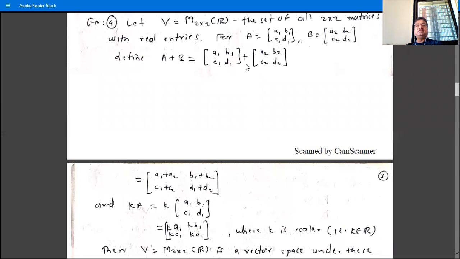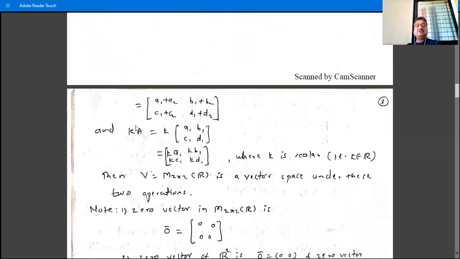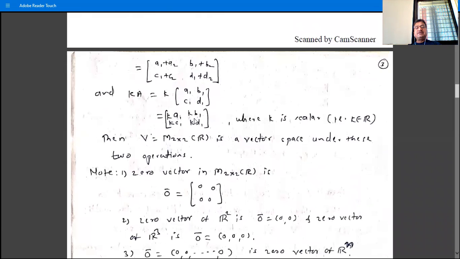And for scalar multiplication, suppose K is a scalar, K is a number, an element of R. Then K into A, that is K into [A1 B1; C1 D1], is [K A1, K B1; K C1, K D1]. This is again the usual scalar multiplication of a number and a matrix. So under these two operations, this M2 by 2 R is a vector space. So V equal to M2 by 2 R is a vector space with respect to these two operations.